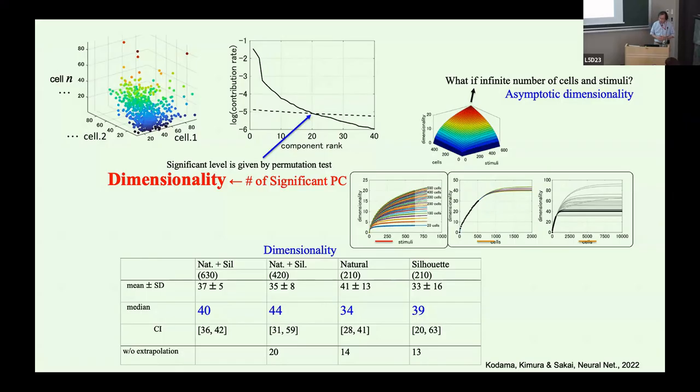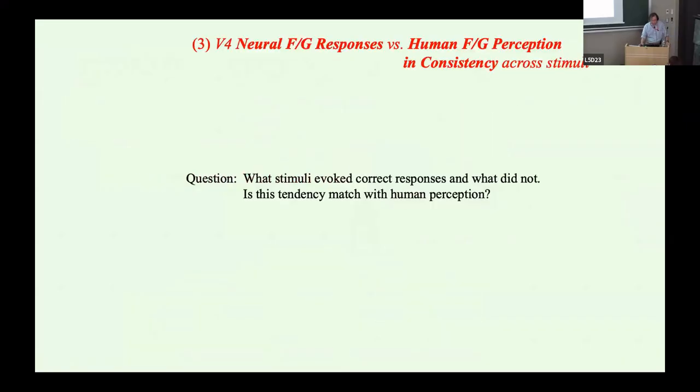So far, I have talked about the correct rate across all stimuli, but the overall correct rate alone does not tell much. So we now think about each stimulus. Now the question is, what stimuli evoked correct responses and what did not?